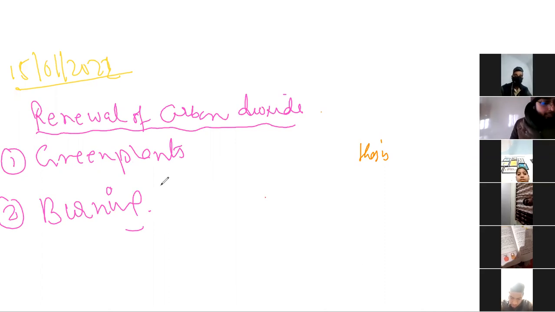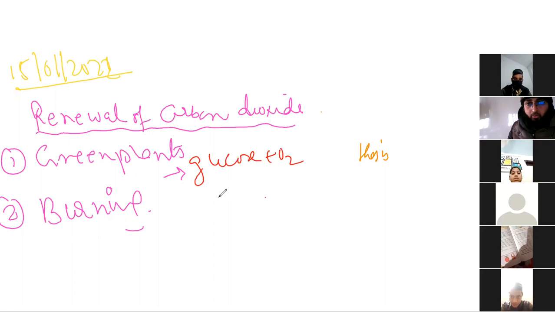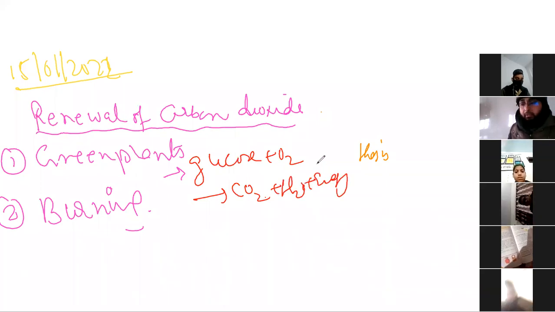What is there in the burning? How does it add carbon to the atmosphere during burning? See, this equation is very important. When I write here, glucose plus O2 will give you CO2, water and energy. CO2 plus H2O plus energy. So in this way it is recycled.